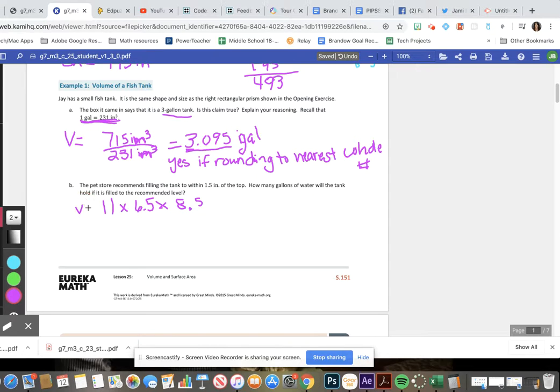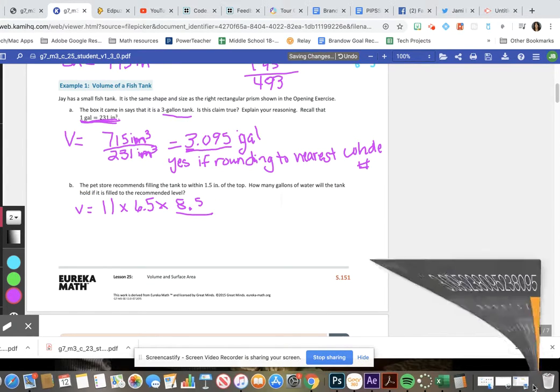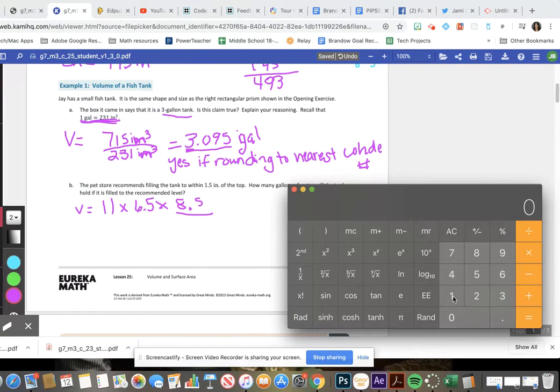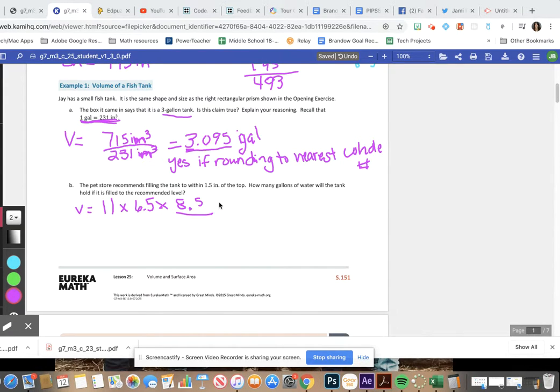So first we need to figure out the new volume with it not being all the way up to the top. So let's multiply all these. 11 times 6.5 times 8.5, not 10, and that is 607.75. 607.75, and this is inches. Why do I keep doing it in inches cubed?